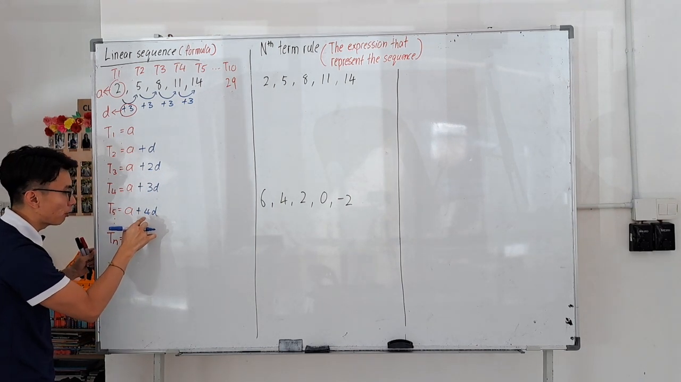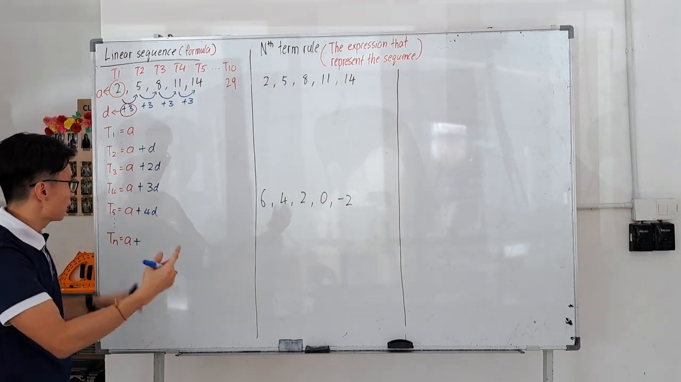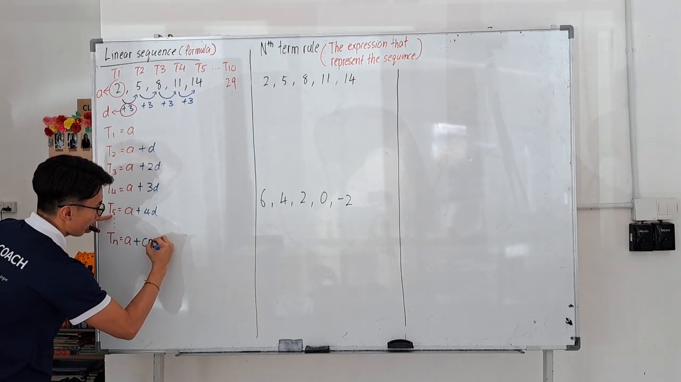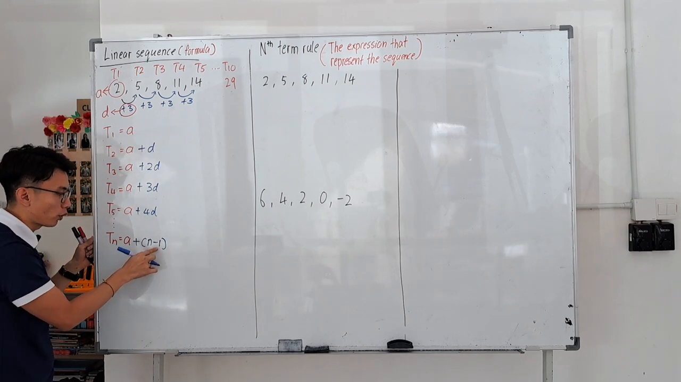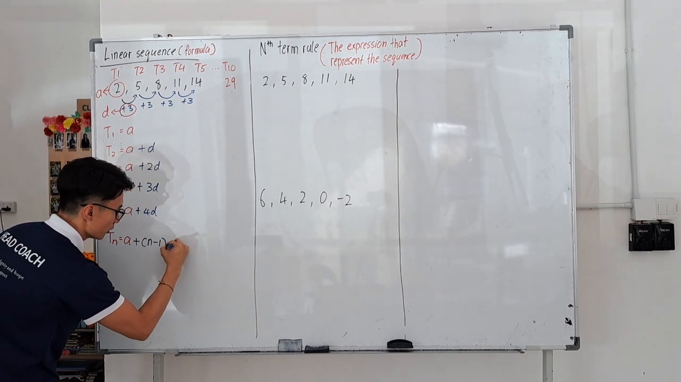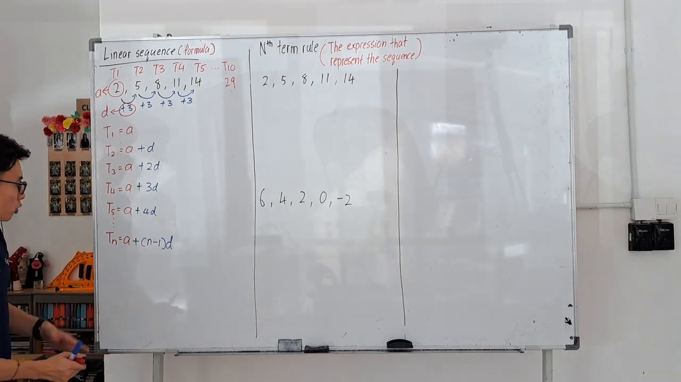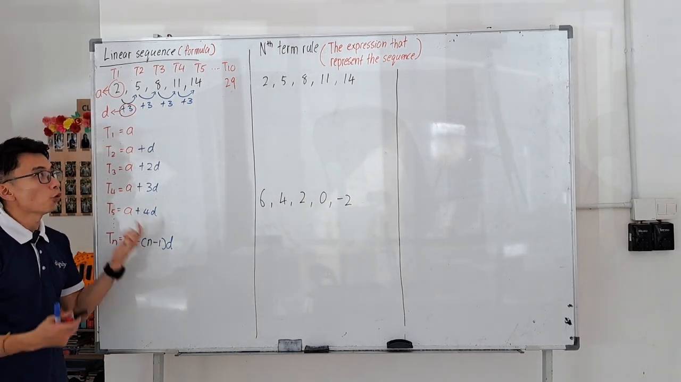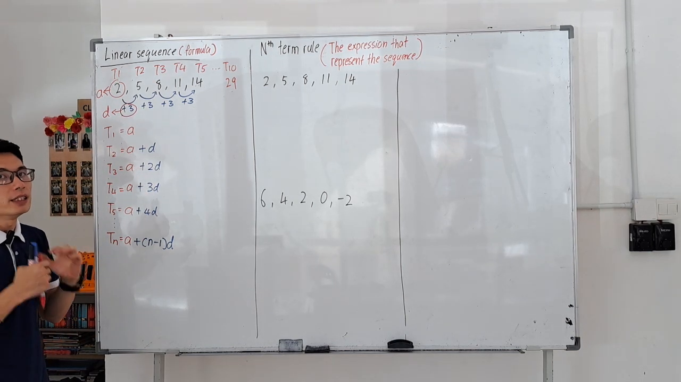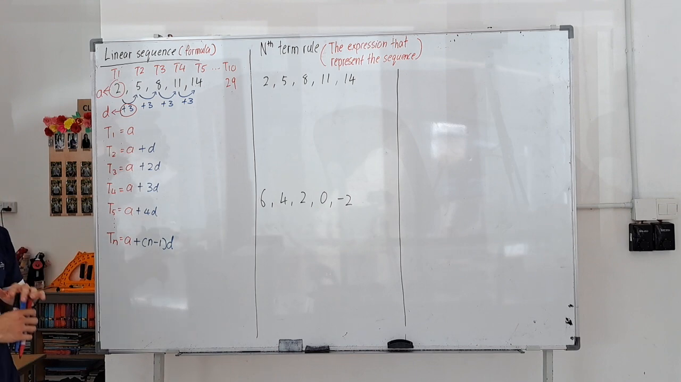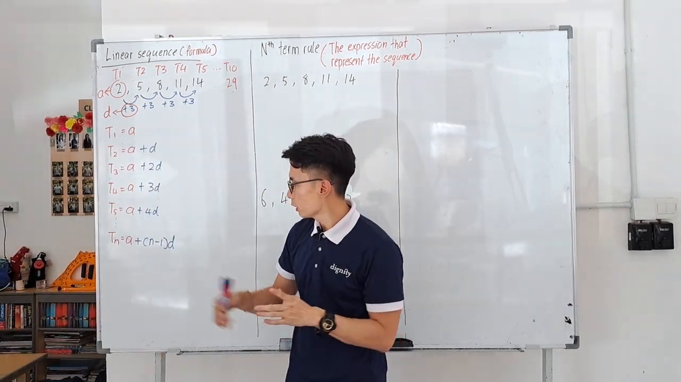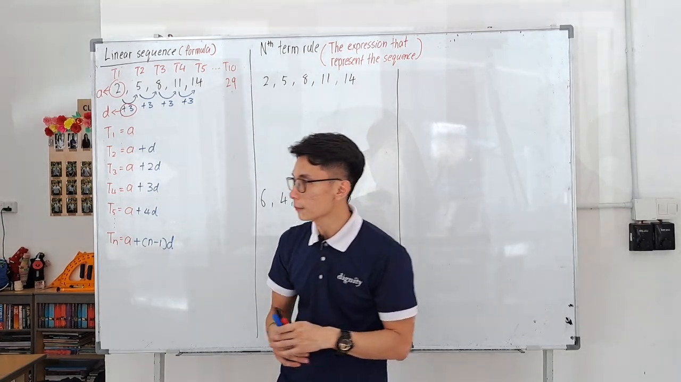We found out that the number of d is always 1 less from the term that we're interested in. So we can write over here, it's always n minus 1. It's always 1 less of the term that we're interested in, of the d. So what you are looking at right now will be the formula that we will be using in linear sequence. Now I repeat, it's only going to be used in linear sequence only. This formula is only applicable for linear sequence.